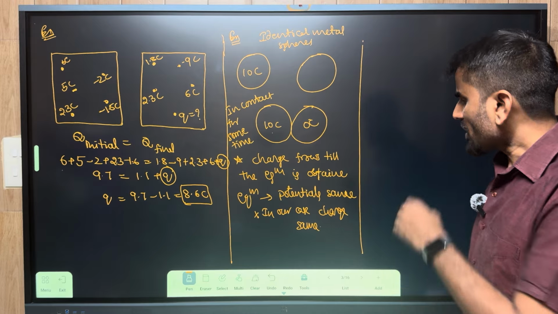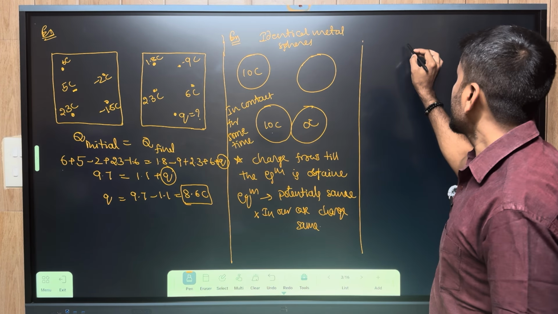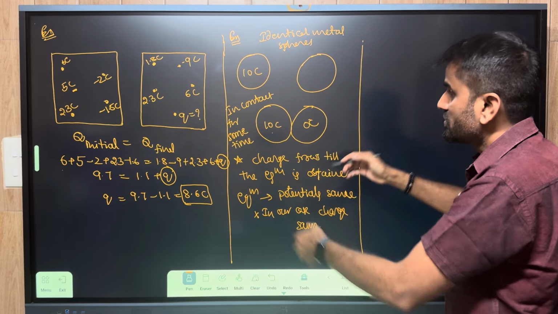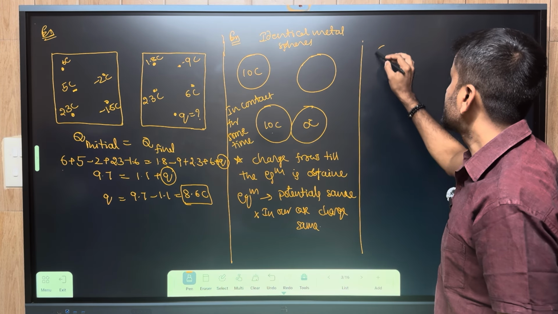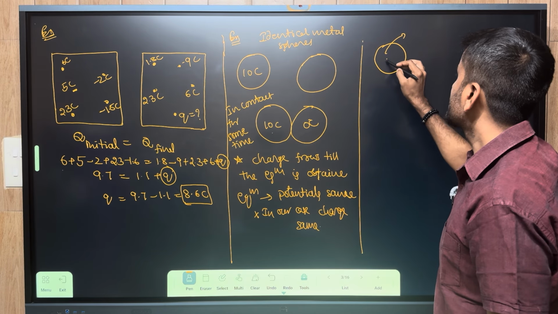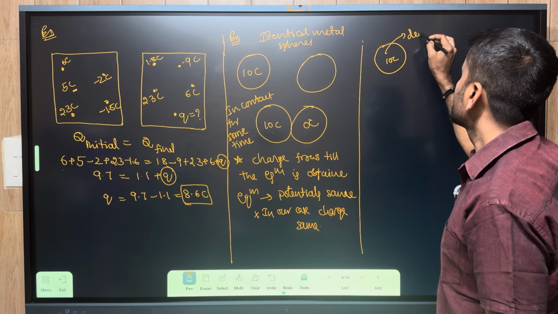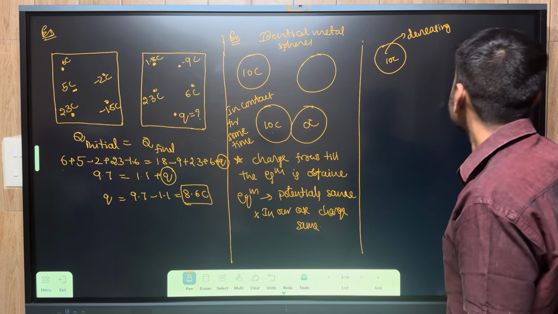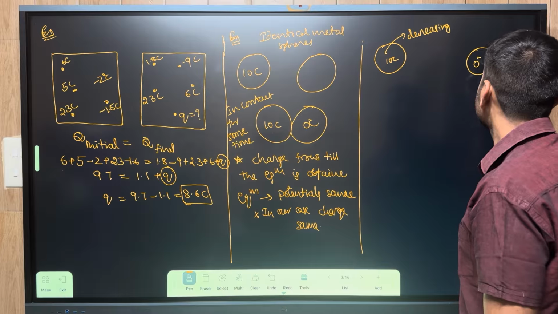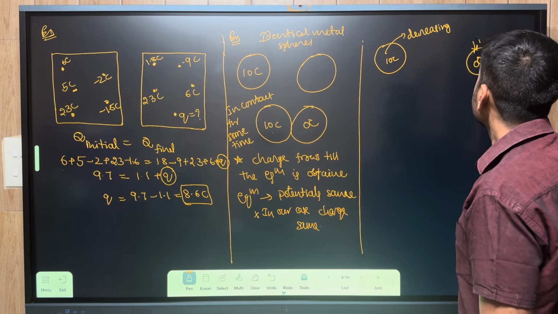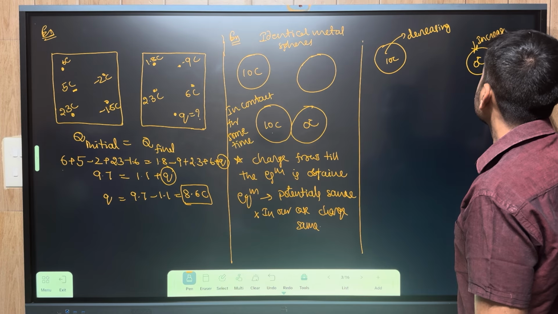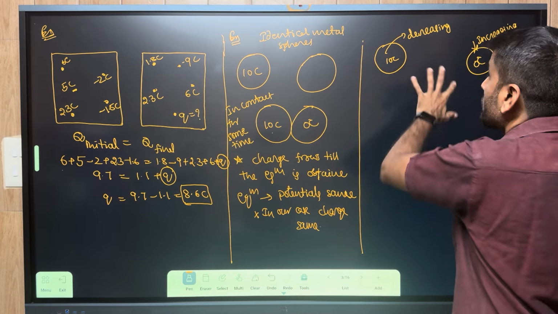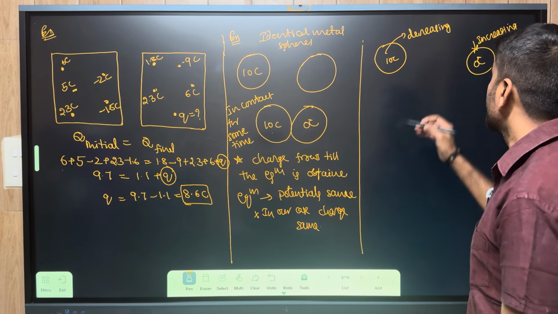Okay. So in our case, charges same. Now finally, I have separated the two objects and charge transfer is taking place. The charge is decreasing, 10 coulombs decreasing, and charge 0 coulombs increasing, right? Till what extent does the charge increase? Till the equilibrium is obtained. Up to equilibrium.